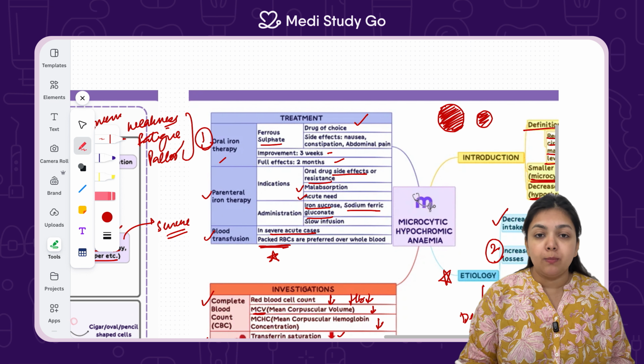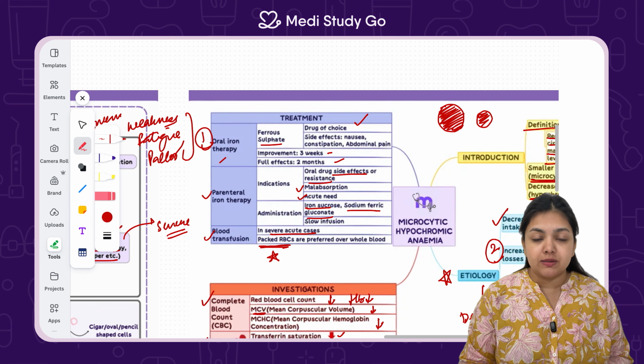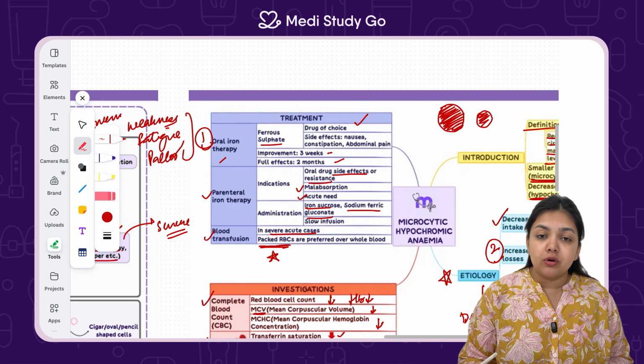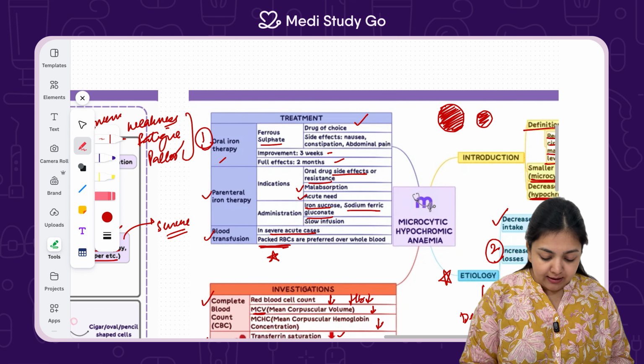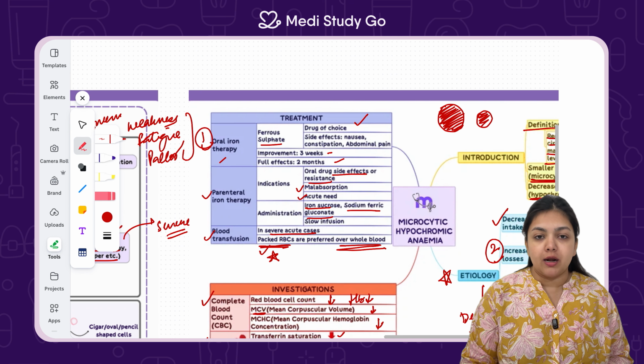Lastly, we can use blood transfusion in severe acute cases and where packed RBCs are preferred because it's no use to give the whole blood, which contains platelets and WBCs and clotting factors also, when only RBCs are required. So packed RBCs are preferred over whole blood being given.